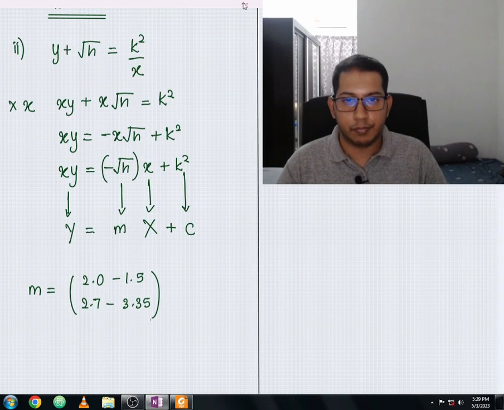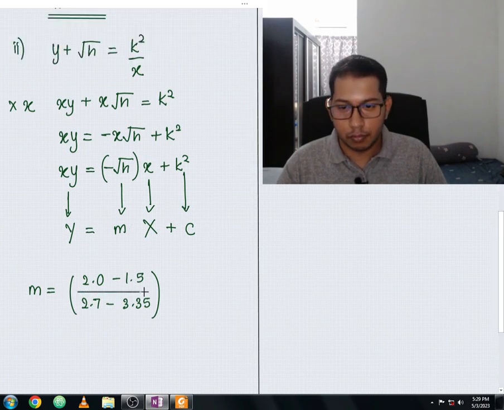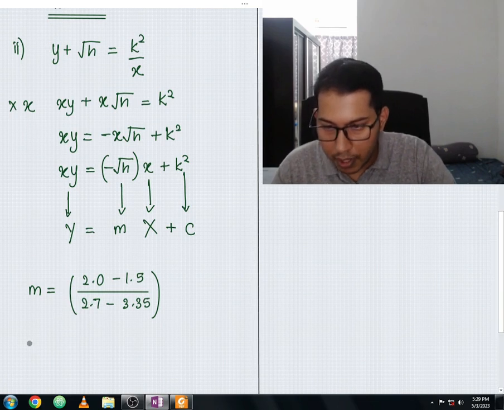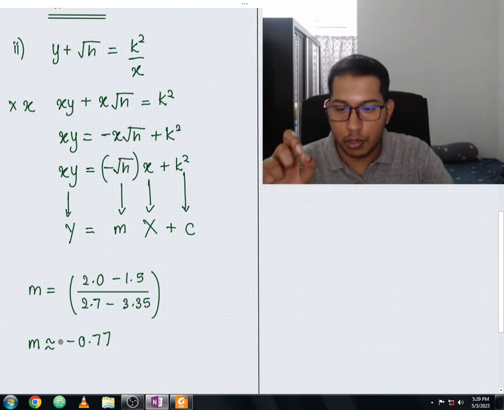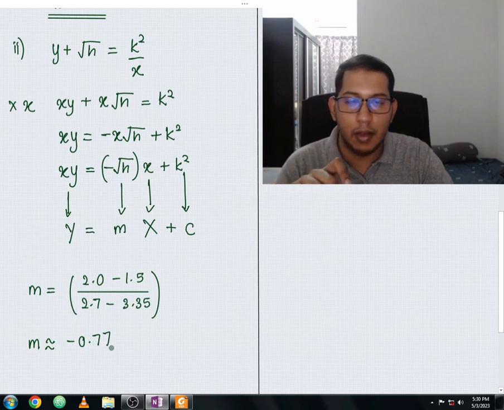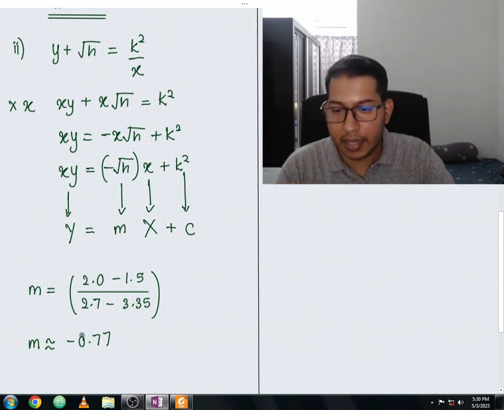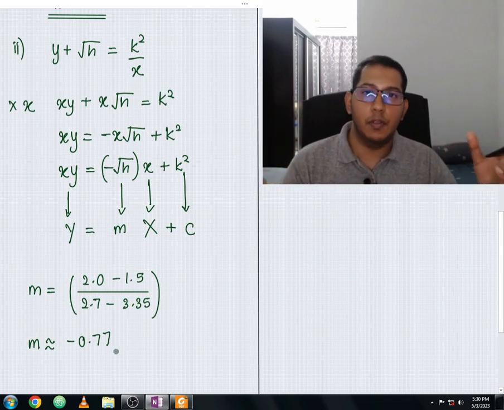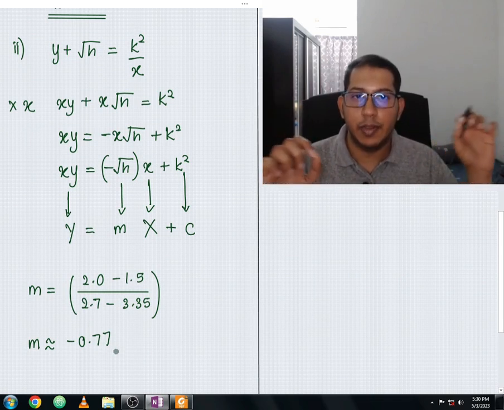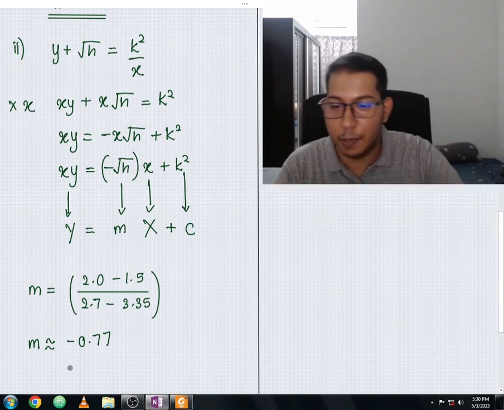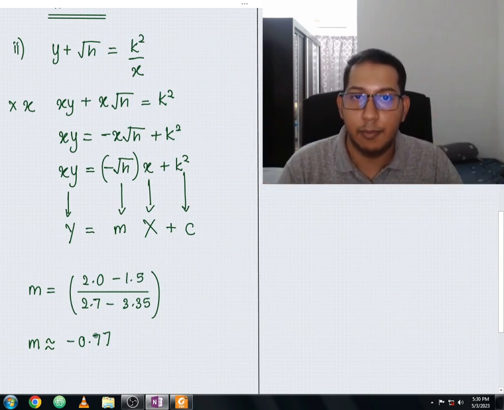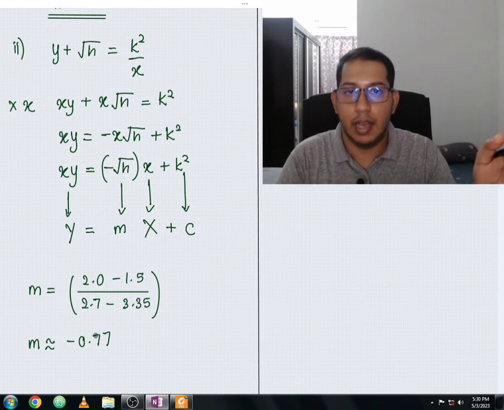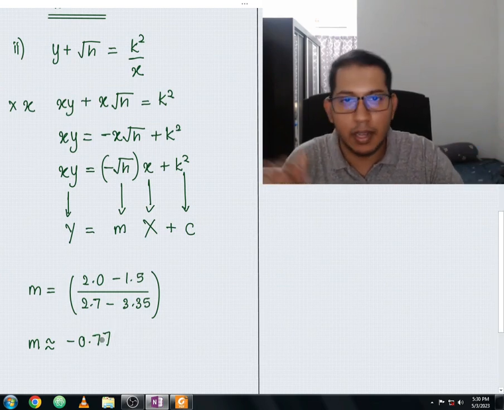So you calculate this, and from here you get your m approximately negative 0.77. If you check in the answer scheme, you should get your gradient is equal to negative 3 over 4, but then we get here negative 0.77. Negative 3 over 4 is negative 0.75 when you convert it into decimal, but here we get negative 0.77. That's why I told you your answer might not be exactly the same when you're doing it in real as compared to the answer scheme, but a very small difference is acceptable.